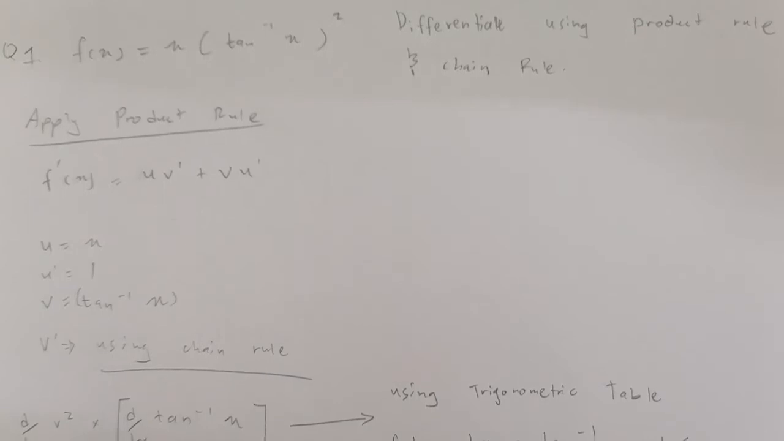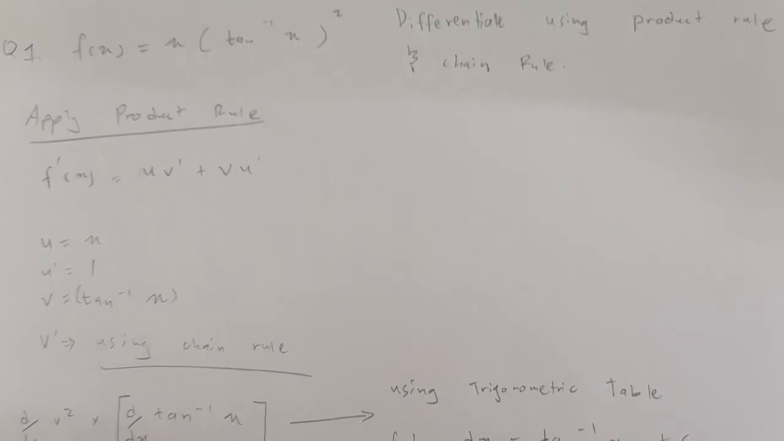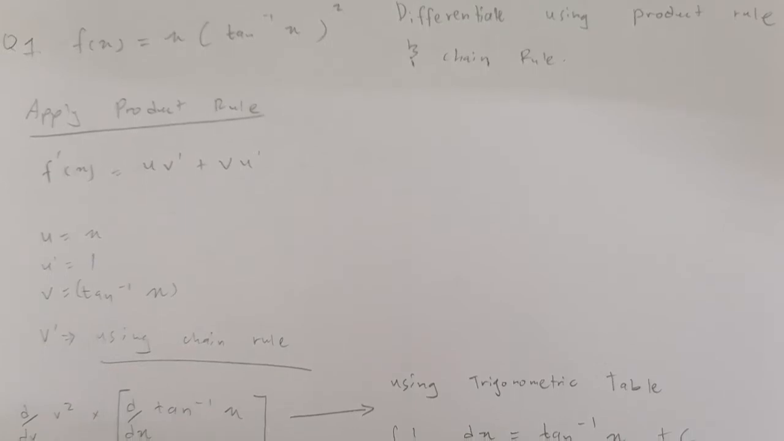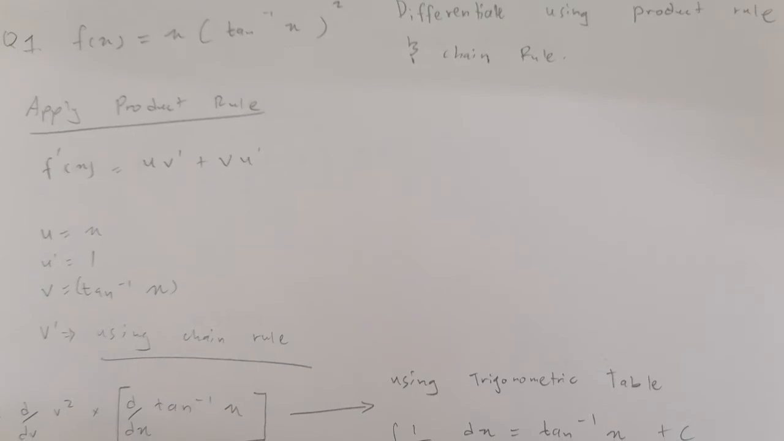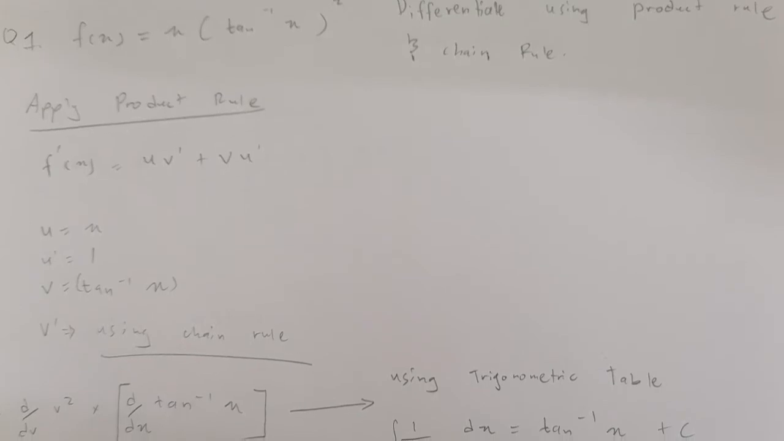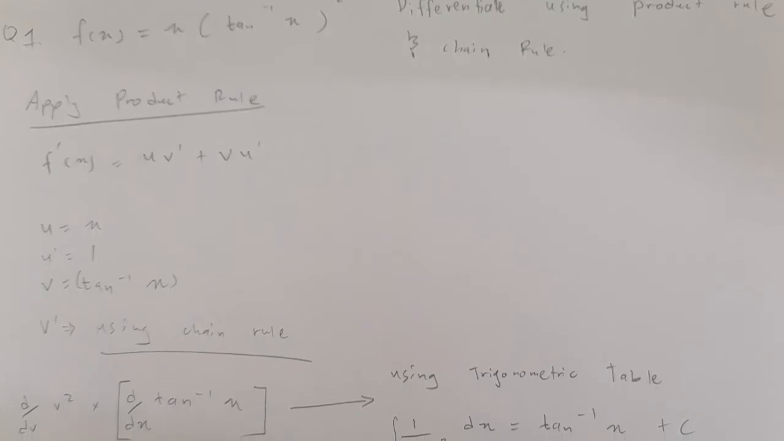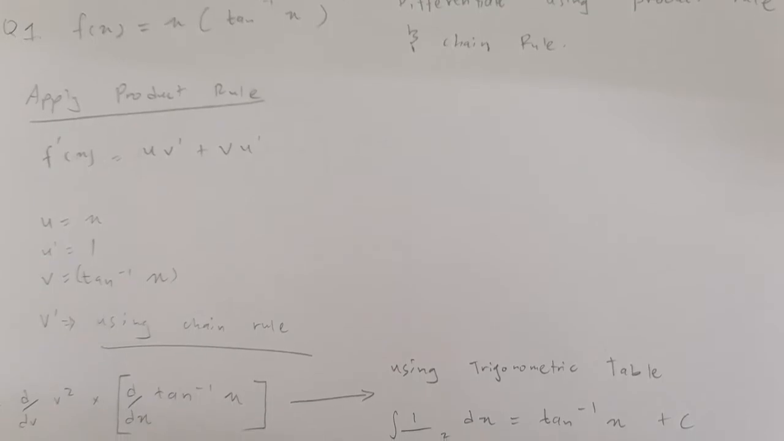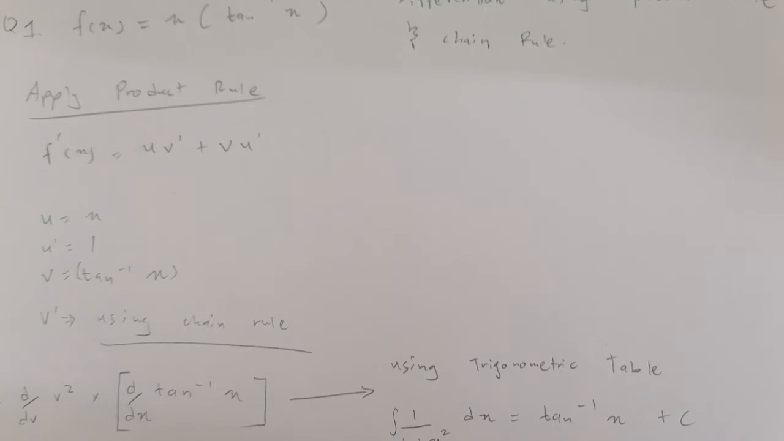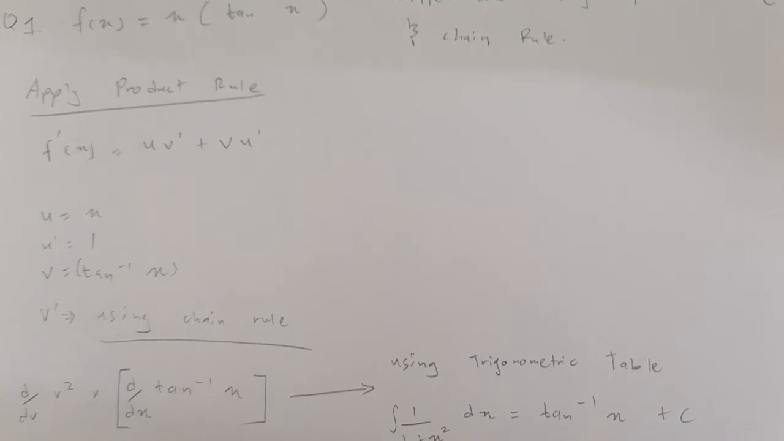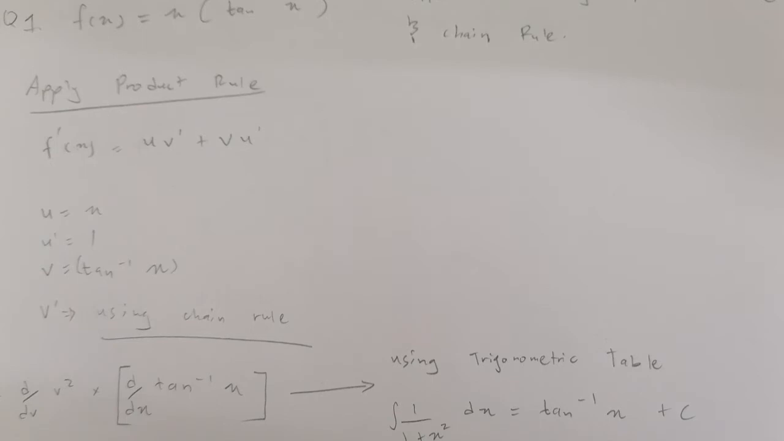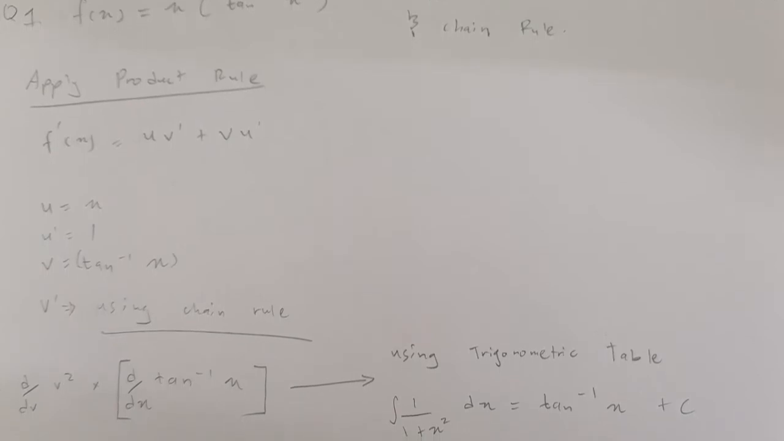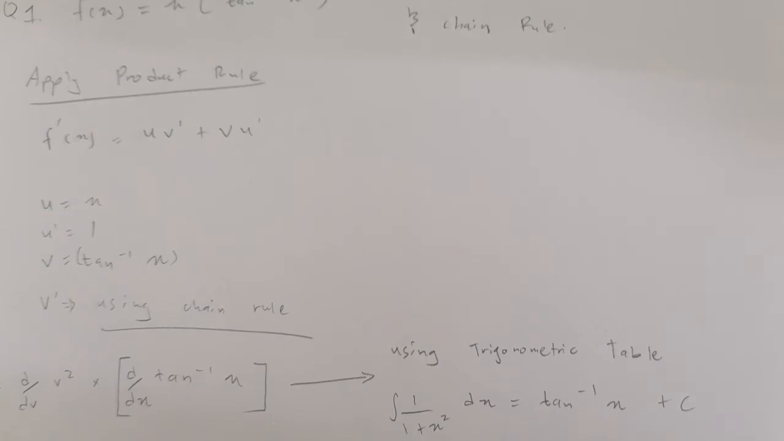Differentiate using product rule and chain rule. The function is x times tangent inverse x, all squared. First thing we want to do is apply product rule. Product rule is u times v prime, which is differentiation of v, plus v u prime, which is the differentiation of u.